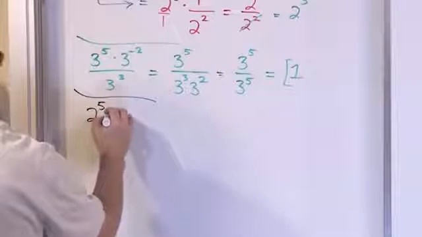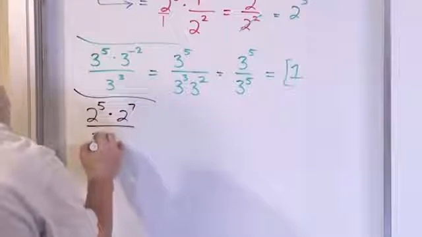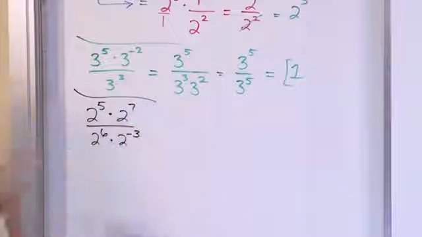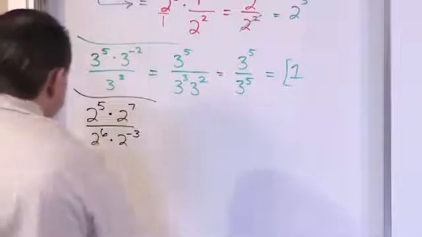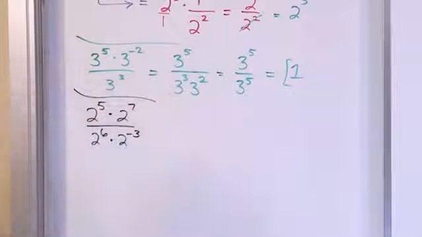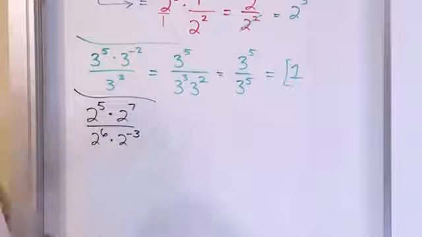2 to the fifth times 2 to the seventh divided by 2 to the sixth times 2 to the negative 3. Now I have a negative exponent on the bottom there. So how do you think we're going to do this? Well, many ways I can do it. I could combine these guys here and combine these guys here, and then I can simplify. But that wouldn't be much fun. I'm trying to teach you about negative exponents, so I want to bring that out of this problem.